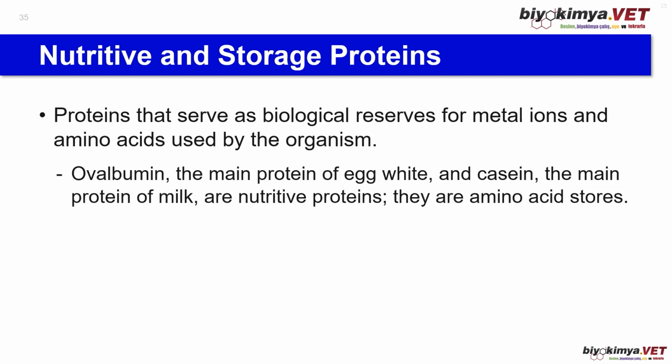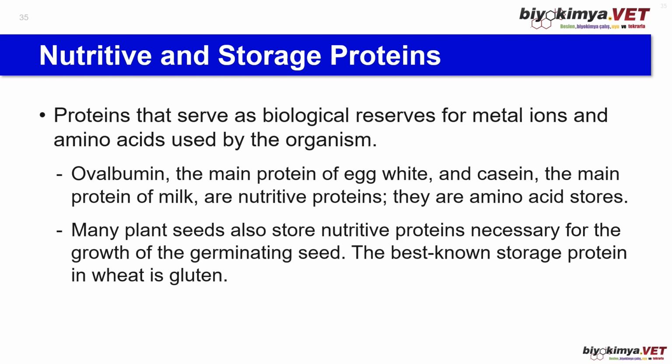Albumin, the main protein of egg white, and casein, the main protein of milk, are nutritive proteins. They are amino acid stores. Many plant seeds also store nutritive proteins necessary for the growth of the germinating seed. The best known storage protein is wheat gluten, which is composed of gliadin and glutenin.